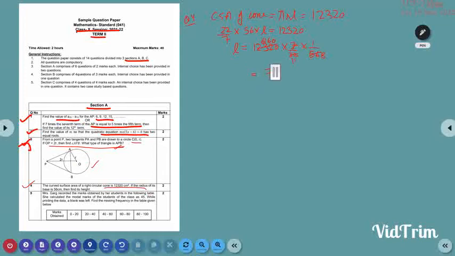And in the question, we have to find the height. So we have a relation between L, H and R, which is L square is equal to H square plus R square. From this relation, we are going to find the value of H. So L square is equal to H square plus R square. L is 70, so 70 square is equal to H square plus 56 square. So H square is equal to 70 square minus 56 square.